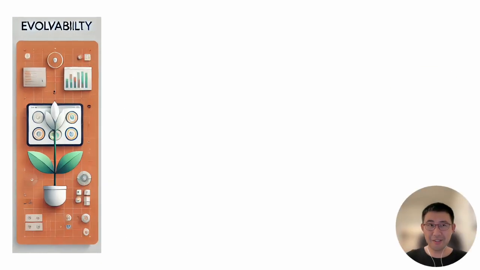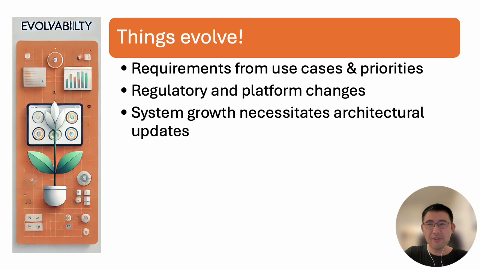And the last is evolvability. We all know that things evolve. The requirements from the use case and priorities may change. Users have different needs. The business may need to go in a different direction as time goes on. Or the application user doesn't change, but the regulatory department suddenly says, we have this new requirement for this new AI application, and we need to make changes. Or we've been using a platform, and that platform changed. And sometimes it's just the natural growth of the system that makes us realize we have to change our architecture to make it fit.